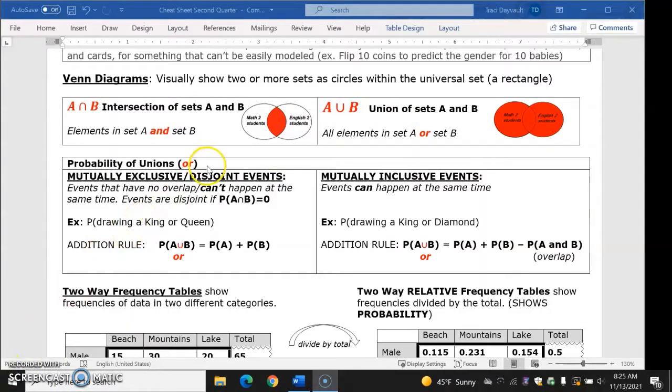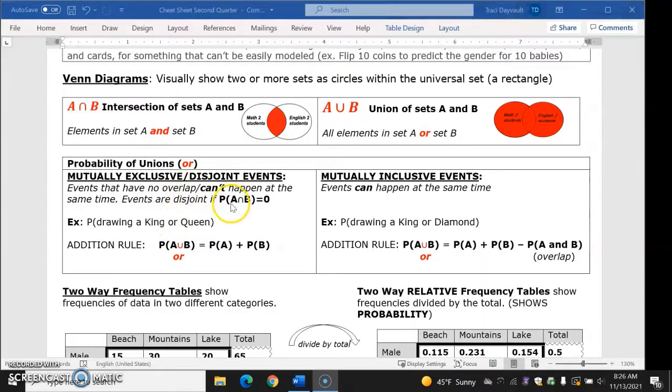So when we were finding the probability of unions, we asked ourselves if it's disjoint or mutually inclusive, meaning can they happen at the same time? Like, can students be in Math 2 and English 2 at the same time? If they can happen at the same time, you've got to make sure to subtract the overlap so that you're not counting anybody twice. If they're mutually exclusive, you don't have to worry about that.